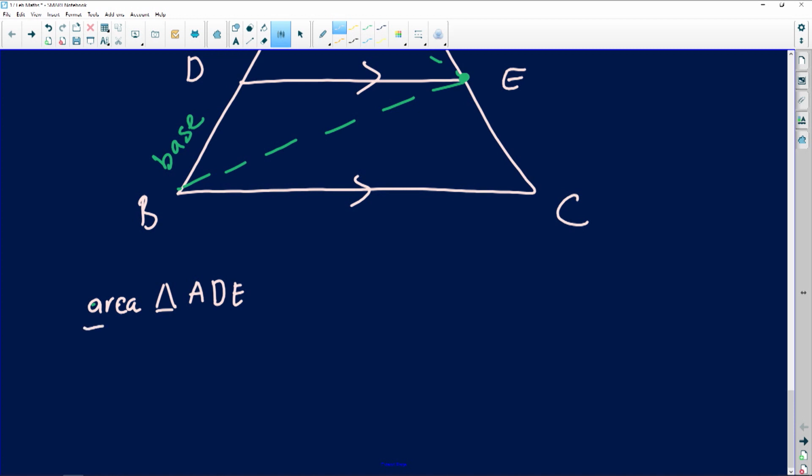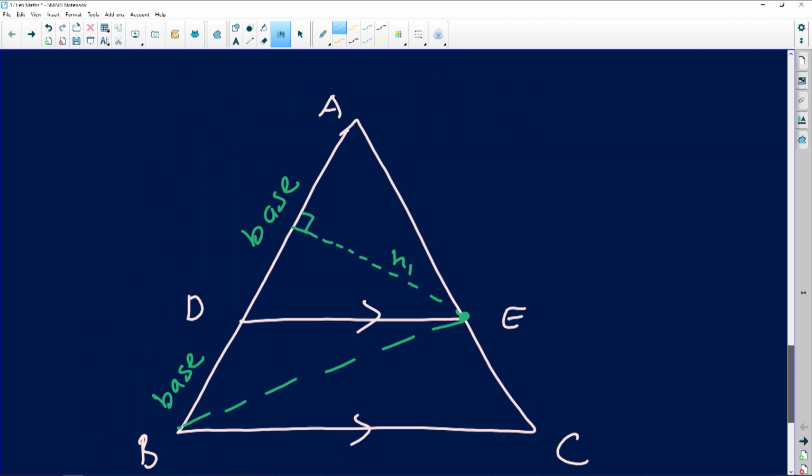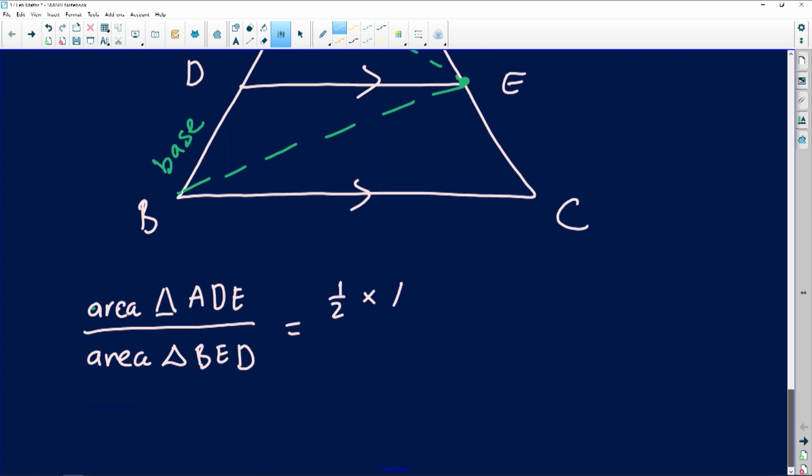So I want that area divided by the new area of a triangle that I just created, which is triangle BED. Let's call this one triangle BED. So the area on top is half multiplied by the base, but I chose my base to be AD. So I'm going to say AD multiplied by the height, which is H1, divided by now triangle BED, the bottom triangle I created, is also half multiplied by its base, which is DB multiplied by the height H1.